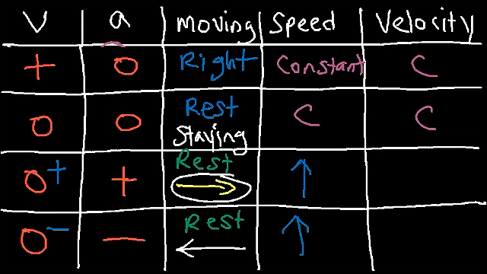Now, whenever acceleration is positive, the velocity is increasing. And whenever acceleration is negative, the velocity is decreasing. So hopefully this chart can help you to identify when a particle is moving to the right, when it's moving to the left, when it's speeding up, slowing down, and things like that.